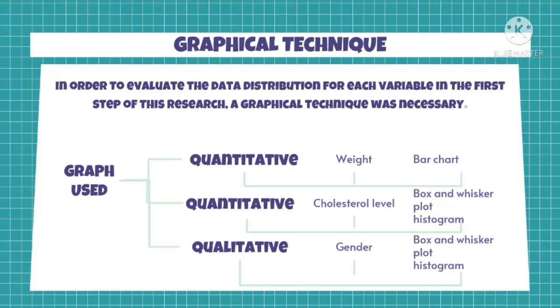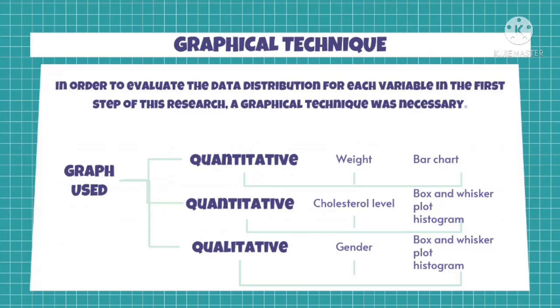Chapter 2 Methodology, 2.2 Graphical Technique. There are various graph types that can be used to analyze data. The graphs are bar chart, box and whisker plot, histogram, and scatter plot. But for this group project, my group only used 3 graphs, which are bar chart, box and whisker plot, and histogram. In order to evaluate the data distribution for each variable in the first step of this research, a graphical technique was necessary. In Table 2.2 below, the graph for each variable is displayed.